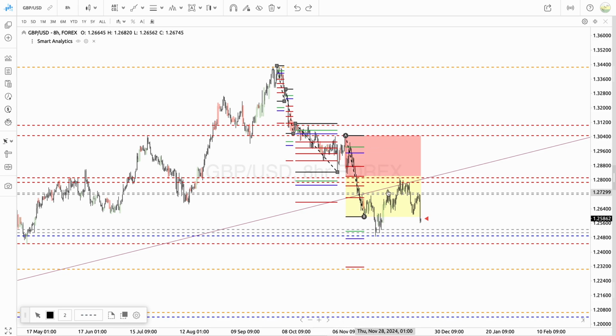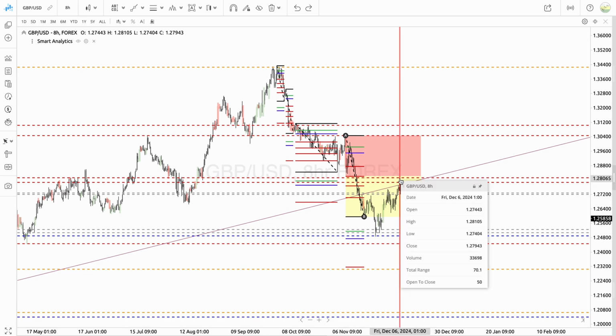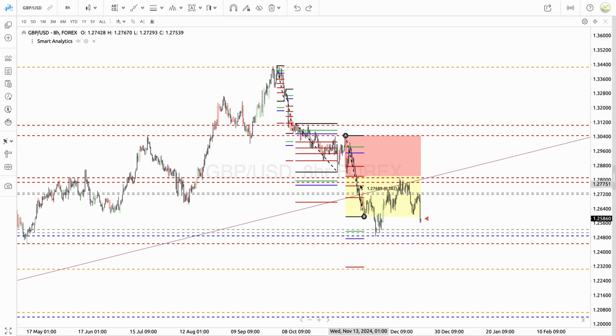A, B. We hit, or did we hit the 38.2? Let me see. 128220. 12810. Oh, but we did hit the 38.2. This is the 50. So theoretically, the take profit is below weekly and daily support, just above monthly support at 123 and some change. We'll call it 12323.